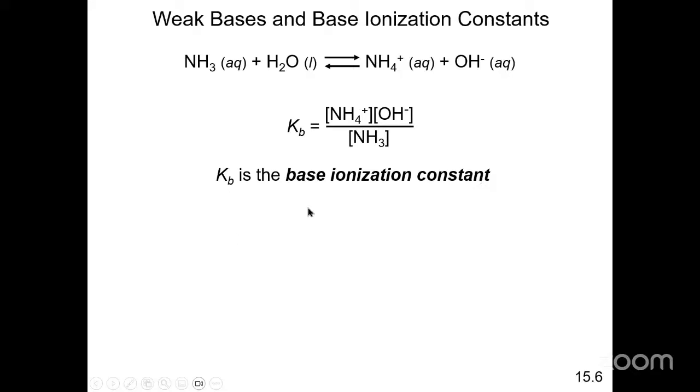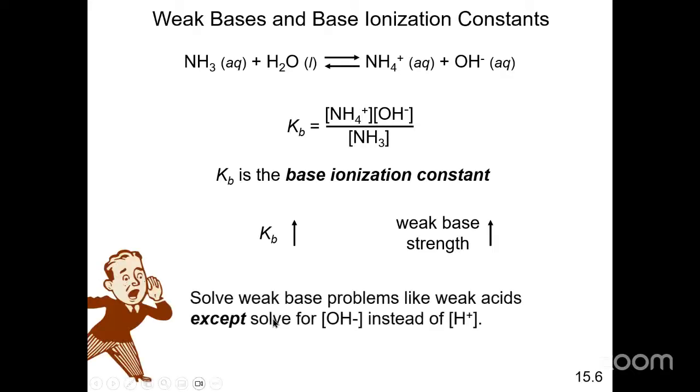So that's called the base ionization constant. Kb will increase with increasing base strength. Just as we said in the case of weak acids, that the stronger the acid, the greater the Ka value, the same is true for a weak base. The stronger the weak base, the greater the Kb value. So you can make comparisons between two weak bases. The one with the higher Kb value would be the stronger weak base.